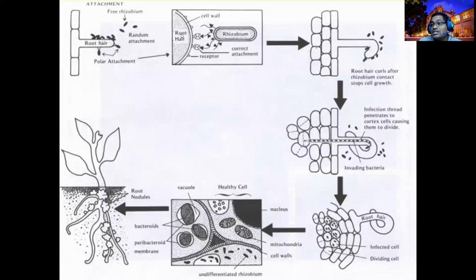Okay, root hair exudates are there. If these root hair exudates are there, this will induce the bacteria to move towards the root hairs. Where are these exudates? Mainly flavonoids. We call them flavonoids. So flavonoids will attract the rhizobium bacteria. Then the bacteria will go there.